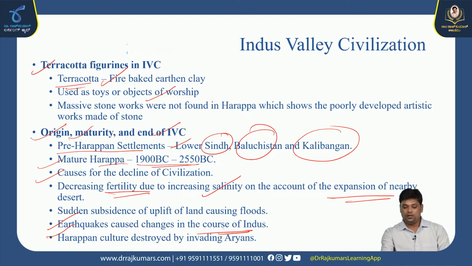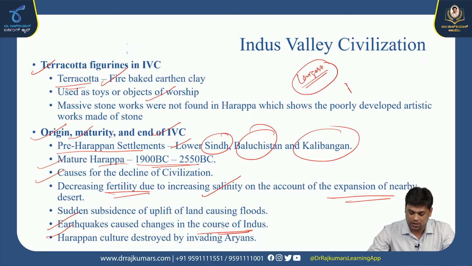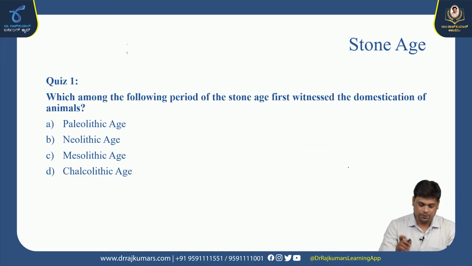So these are all the factual information that you need to know. I want to add a few more pieces of information. The largest city of the Indus Valley civilization is Rakhigarhi, which is located in the state of Haryana. Based on these concepts, we'll discuss a few questions.